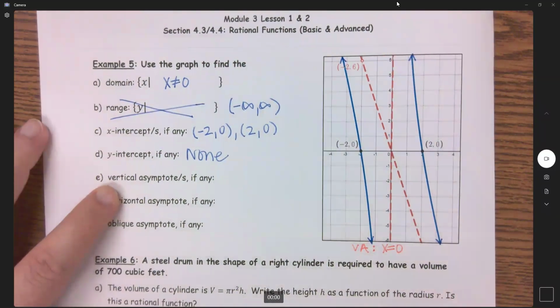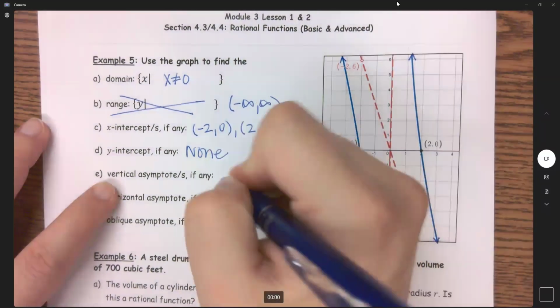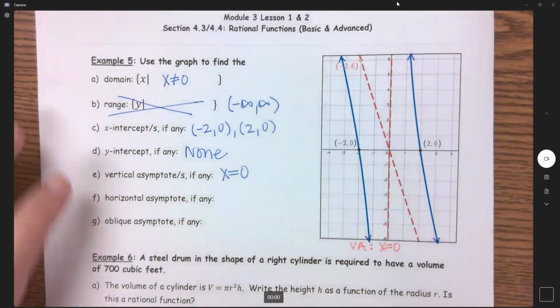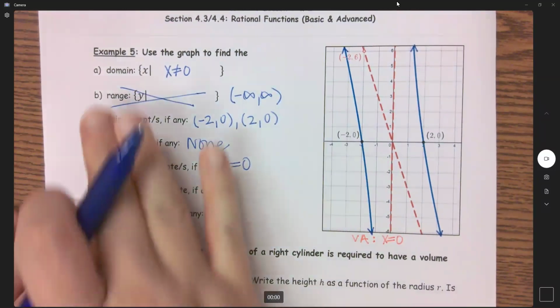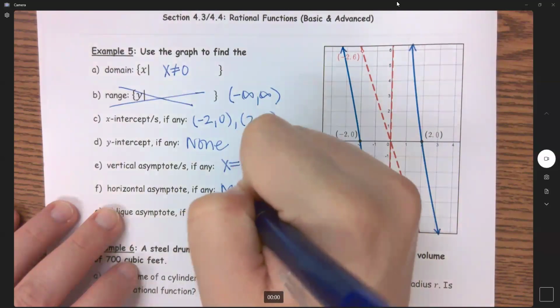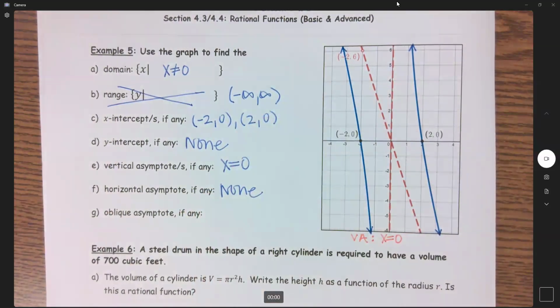Vertical asymptote, we talked about this several times. It is at x equals 0. Horizontal, we talked about with the range. I don't have any. And then my oblique asymptote.